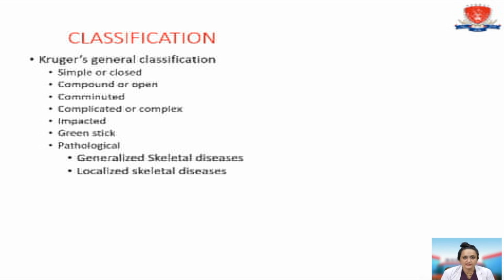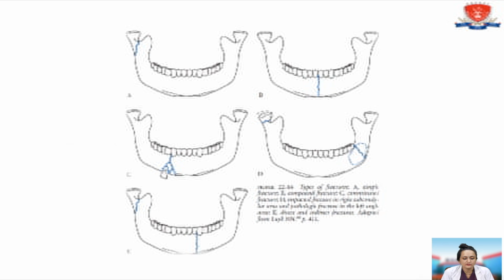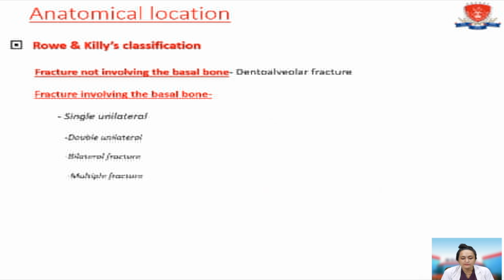There are various classifications of mandibular fractures. Kruger's general classification classifies fractures as simple or closed, compound or open, comminuted, pathologic fractures, greenstick fractures, and impacted fractures. So this is the diagrammatic presentation of fractures.